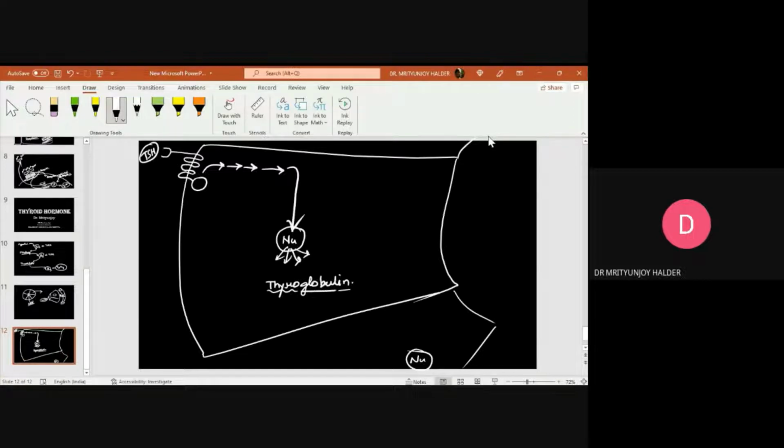Those two are different. Thyroglobulin is a protein or peptide that is synthesized within the thyroid cell, whereas thyroid binding globulin is a transporter protein that is synthesized from liver, secreted from liver, and present in the systemic circulation. Okay. Now, before learning this thyroid molecule, we have to learn first how iodine is trapped within the cell.